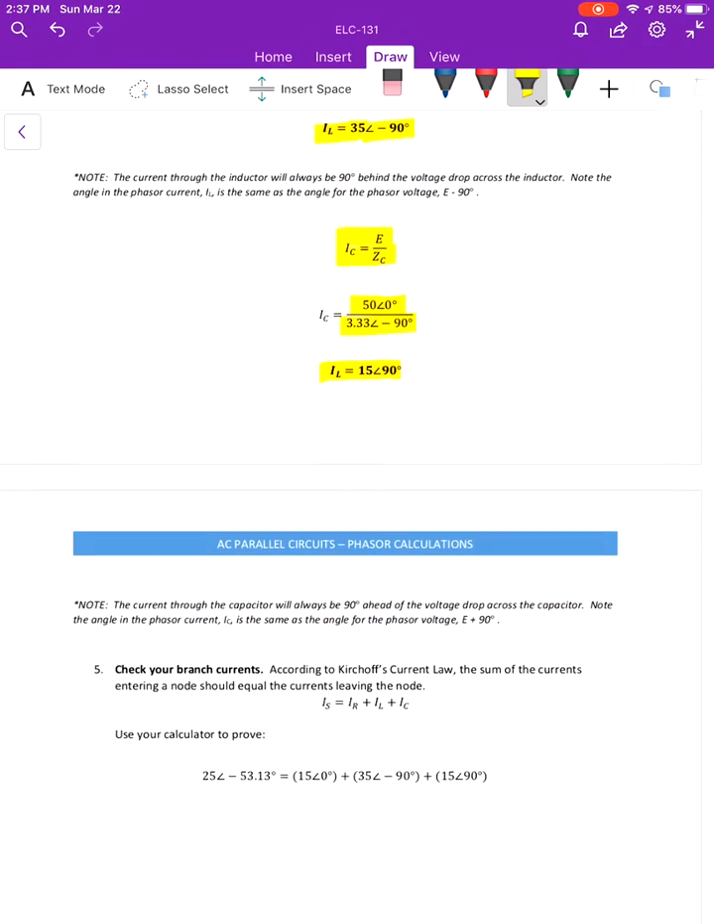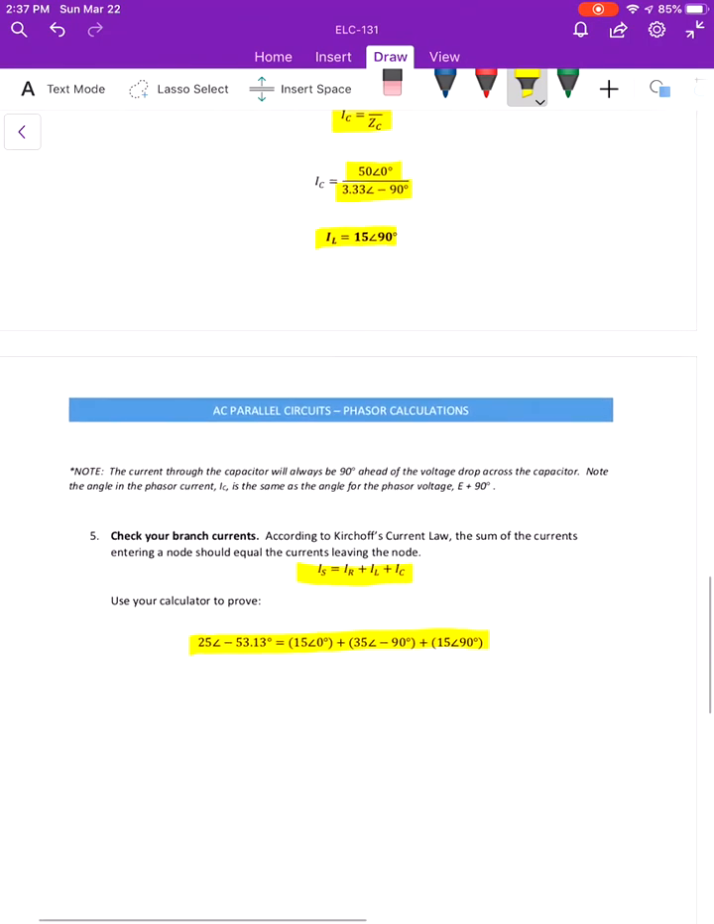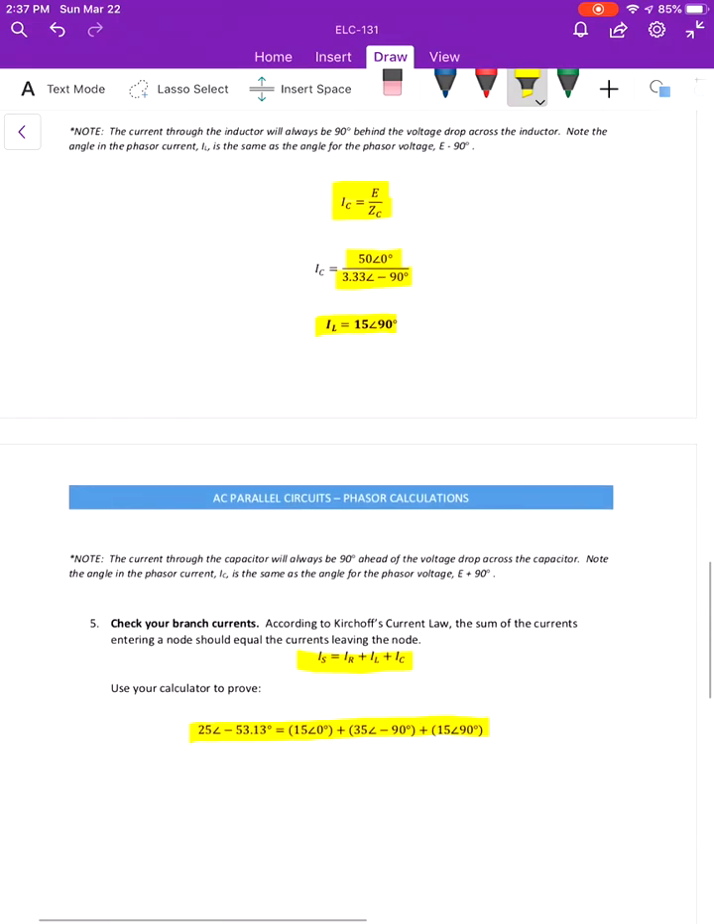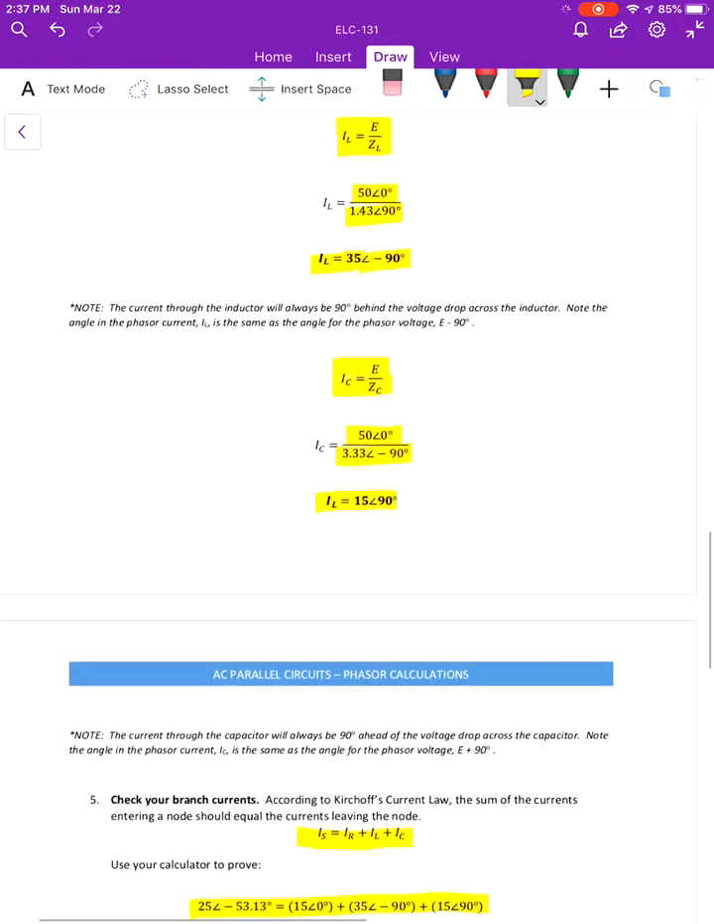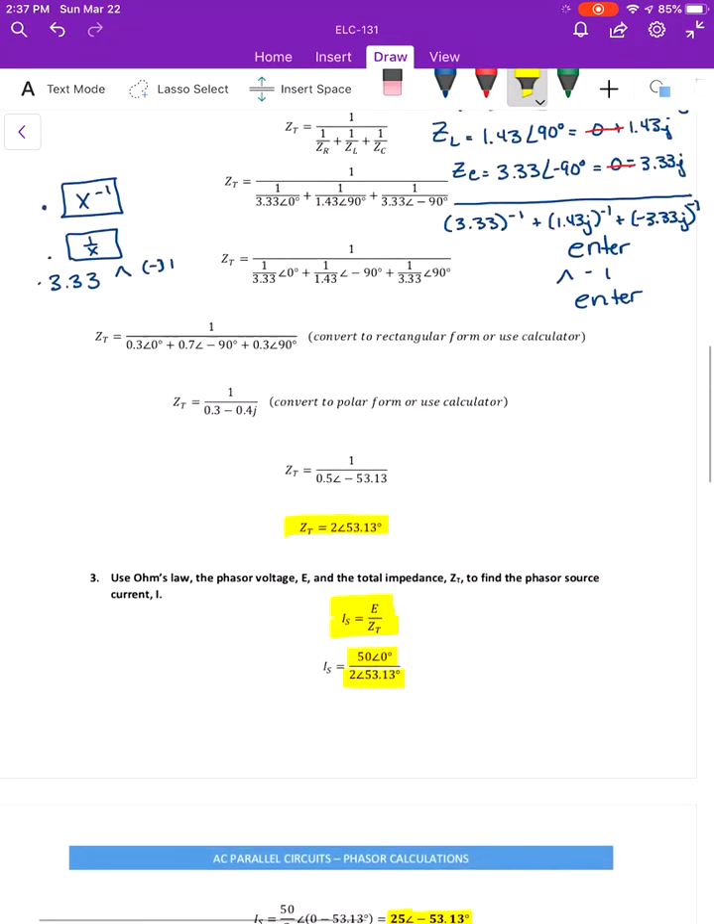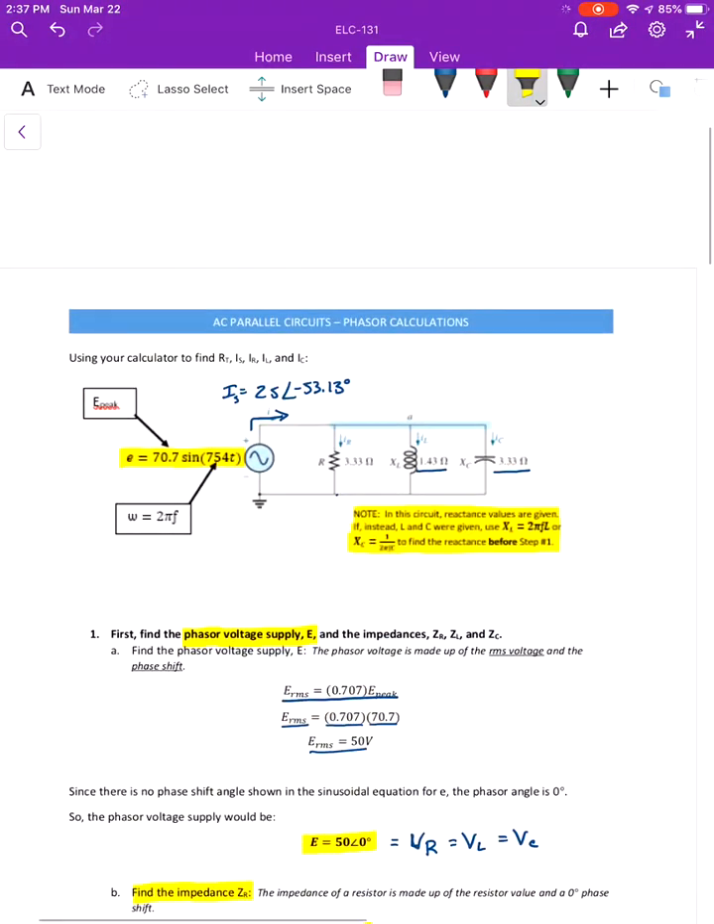You should be able to plug these into your calculator to see that I sub S does indeed equal IR plus IL plus IC. Okay, so you can, again, do some practicing with your calculator, and if you need help with that, look back to some previous videos for that. And that is how we would work through a parallel circuit in AC.